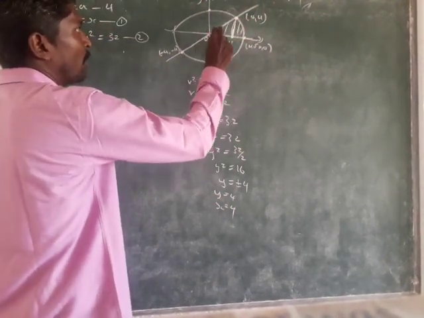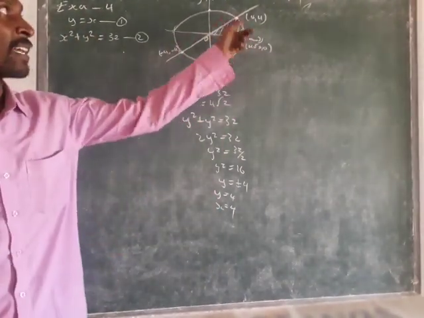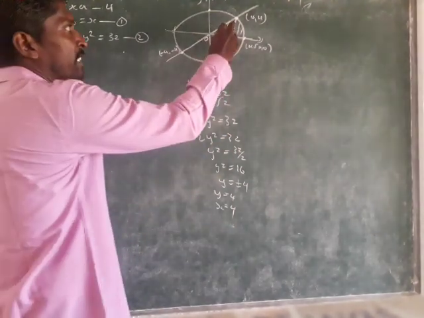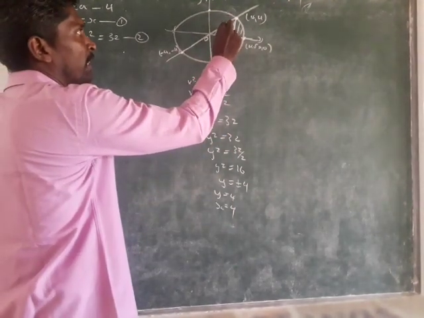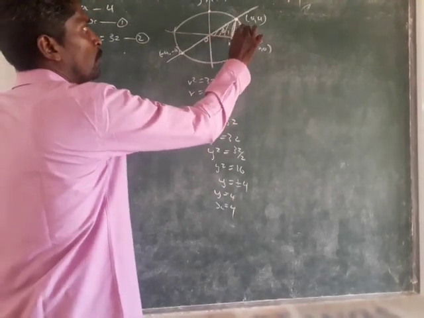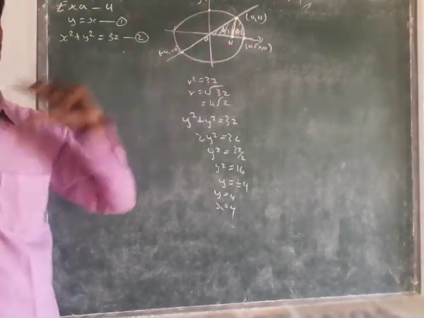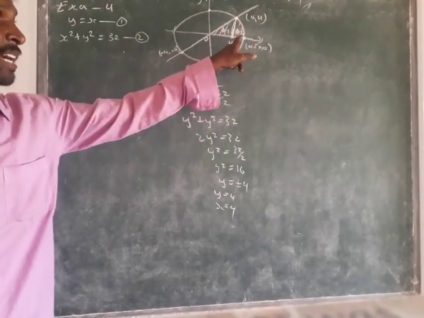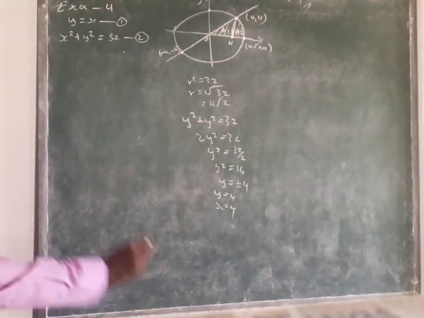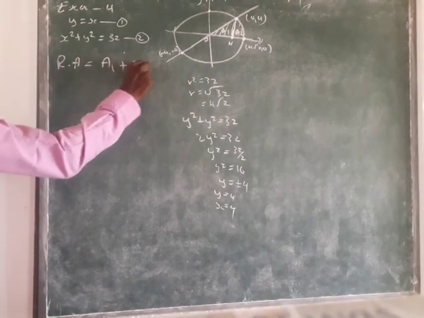So you have 0, 4, and this is the 4 root 2. The line covers the area with the x-axis from 0 to 4. That part we take as A1. The second part we take as A2. So the required area equal to A1 plus A2. A2 is the area covered with the x-axis with the help of the circle. So the required area equal to A1 plus A2.